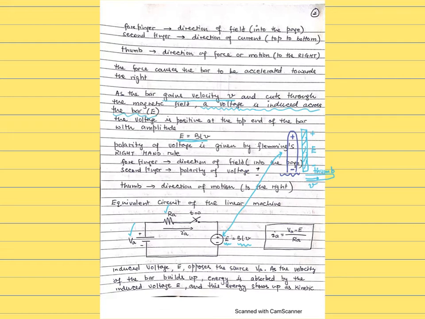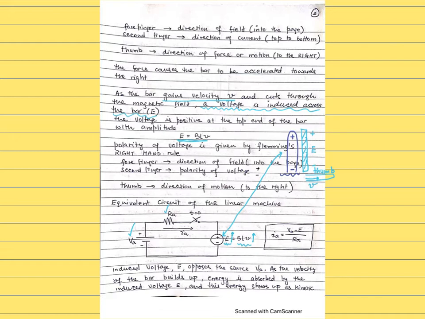And you can see that the induced voltage E is in opposition to the source voltage VA. Since E equals BLV and the bar is gaining velocity, as this velocity goes up, the value of E goes up as well. So the energy is absorbed by the induced voltage, and this energy shows up as the kinetic energy of the bar.